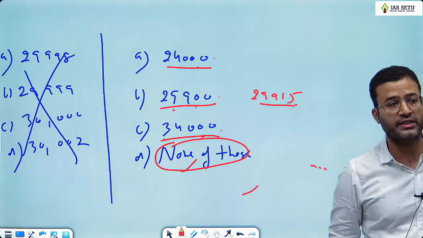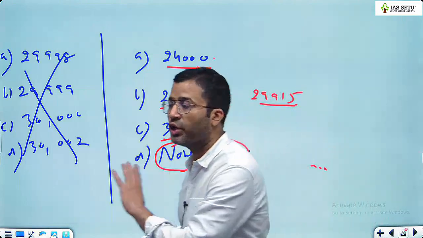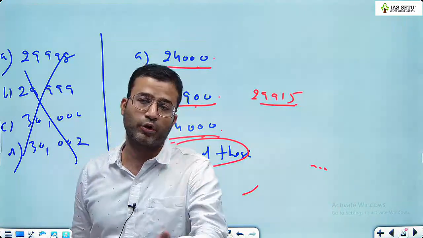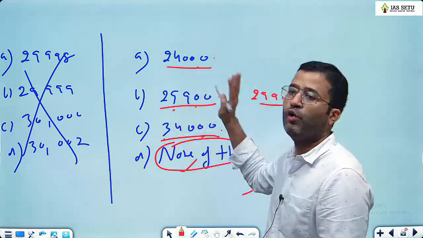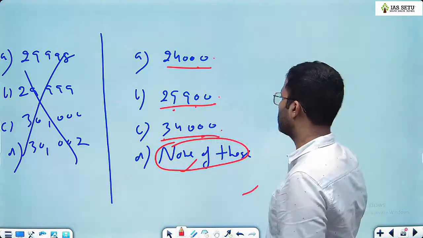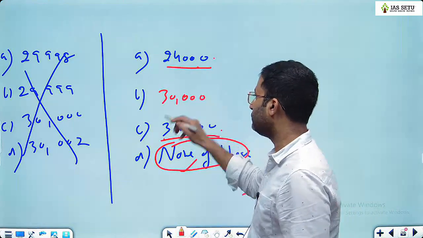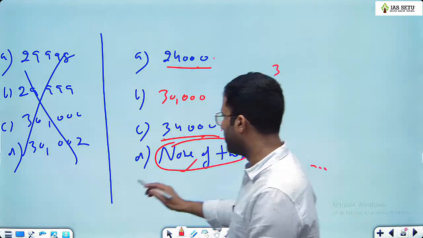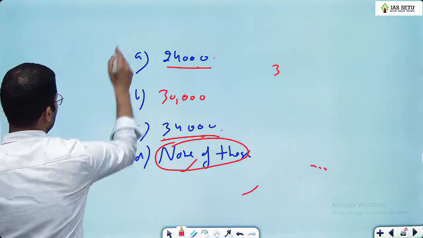Then you have to do the exact calculation. If one of the answer options is none of these, you cannot use approximation, because we cannot say the approximate answer will be the best. Why? Because none of these covers all other answers. For example, here 30,000 is given and when you calculate, your exact answer is coming. Look, let me just compare the answer options. I will show you by comparing the answer options.